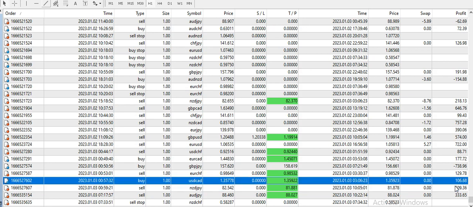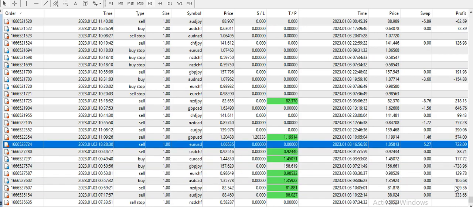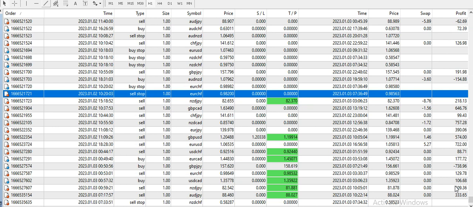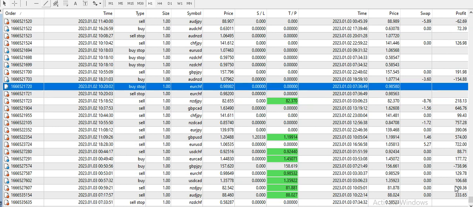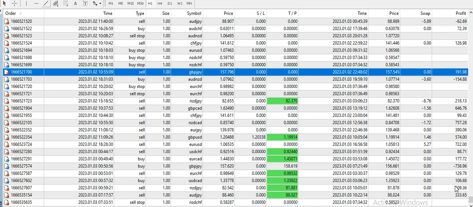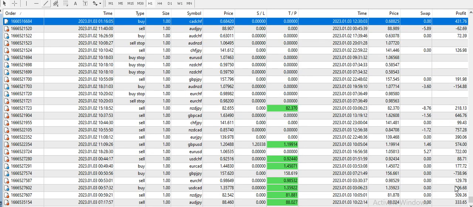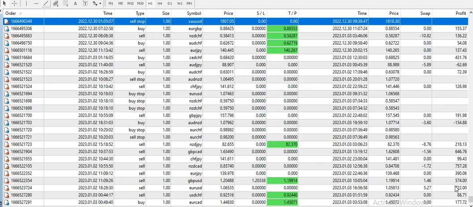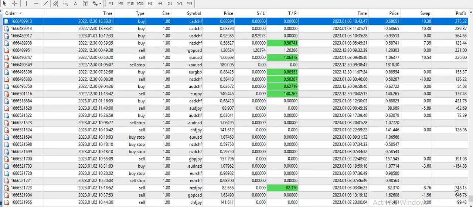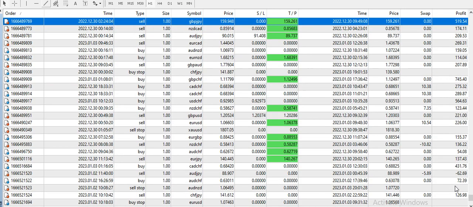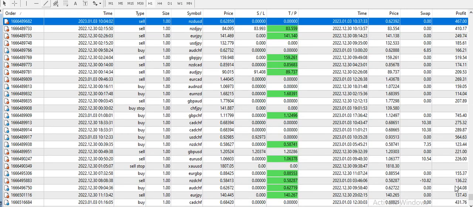Some of that has gone back up. I don't know why it went like that. So much profit as you can see. Positive, positive, only one negative, positive, positive. This is a buy stop that was cancelled. Positive, this is a buy stop, positive. This 62, minus 62, positive. I can go on and on like that.